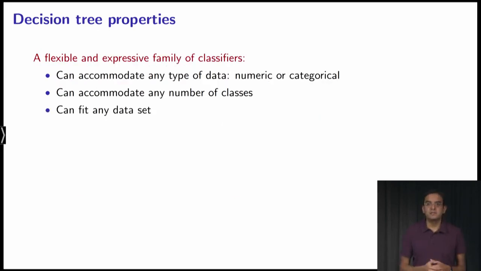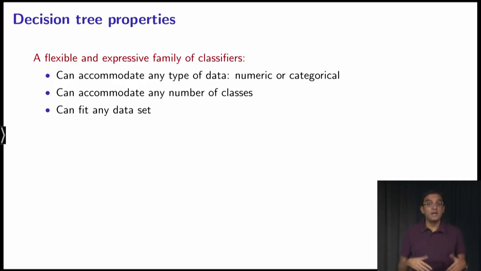So let's summarize some of the properties of decision trees. These are very flexible and expressive classifiers. They can accommodate any kind of data. In our examples, we had numeric data, but they can also deal with categorical data. For example, what color are a person's eyes? Blue, black, brown. In the decision tree, we could have questions like, are their eyes brown? Decision trees have no trouble with that.